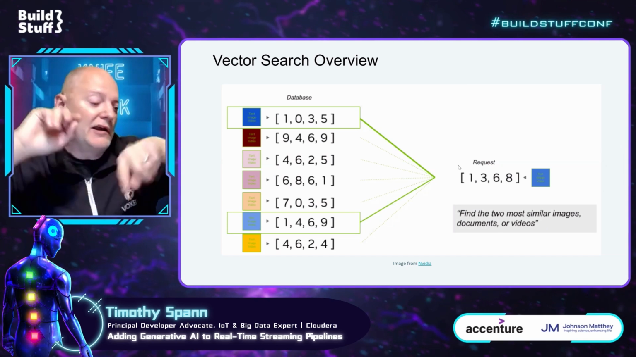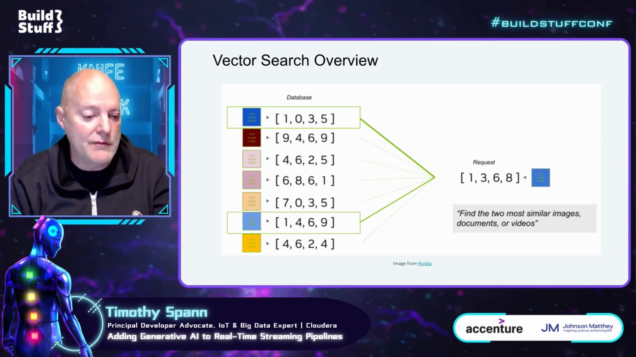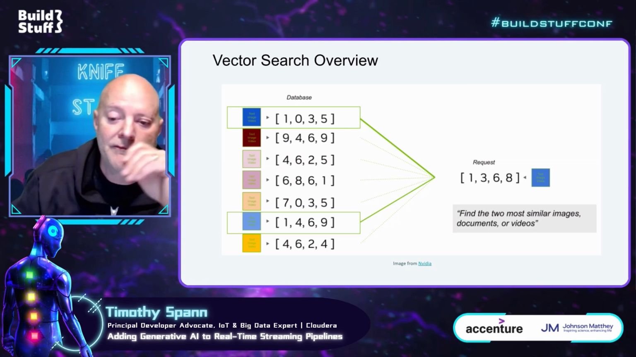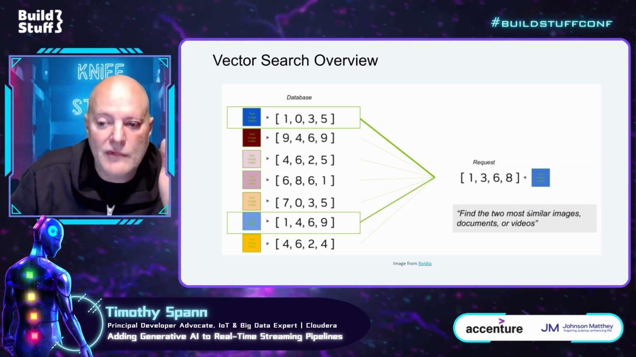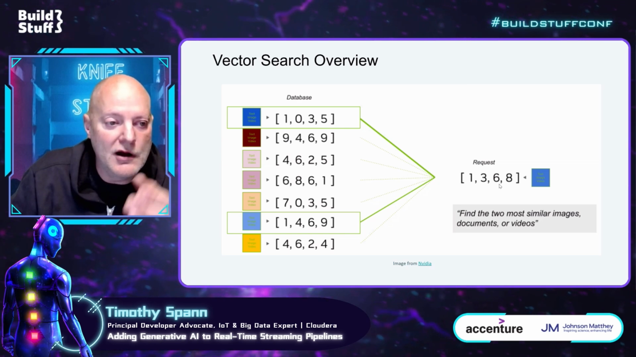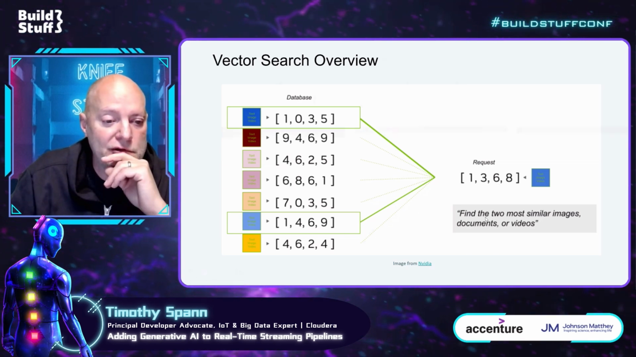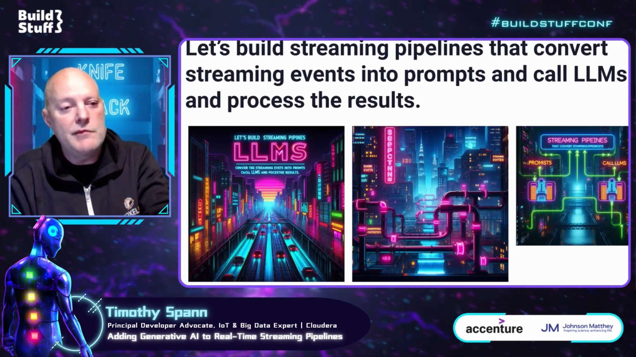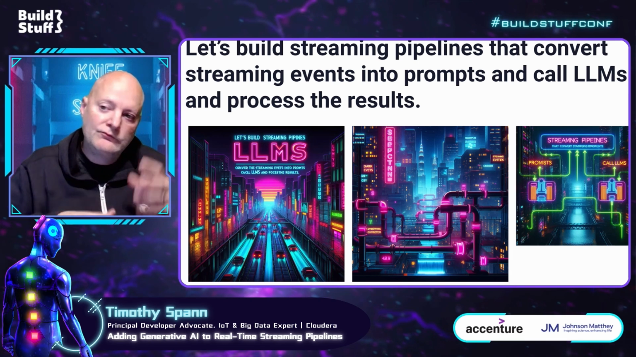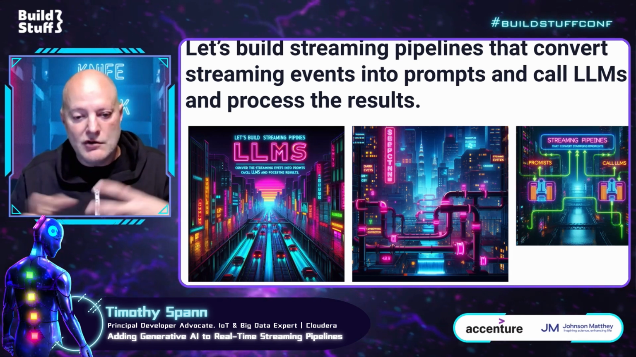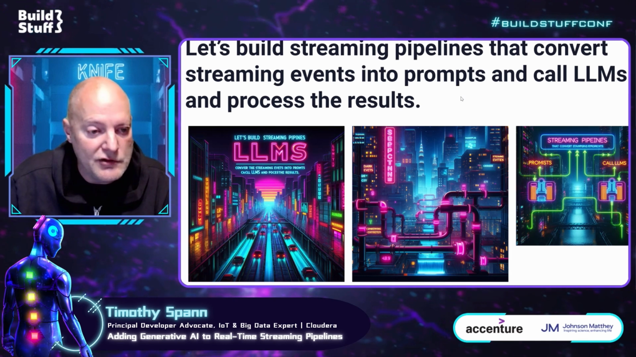Fortunately, you don't have to type in a giant array of numbers, especially when they're floating point. You put in your phrase, it gets converted into a number and gets searched for you. You don't have to do that, which is pretty cool. So we're going to build some streaming pipelines, take streaming events, prompts, do the calls, process the results, get them back to people, and I'll show you different ways to do this.